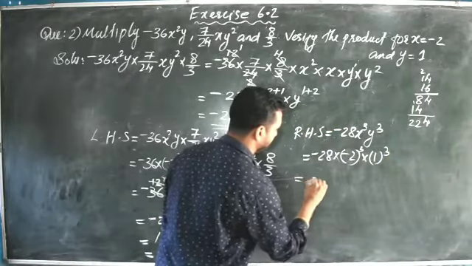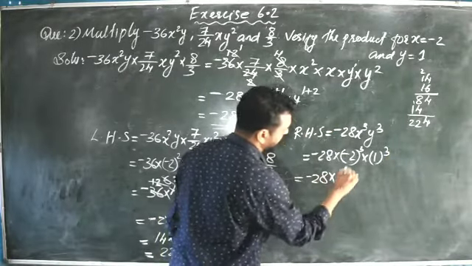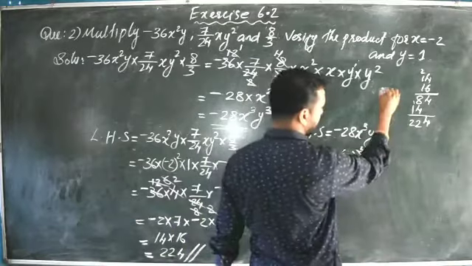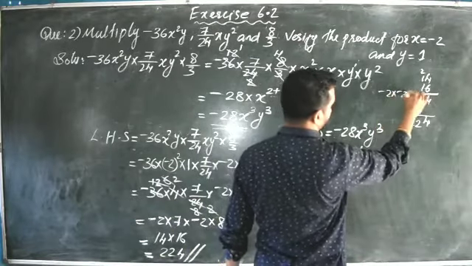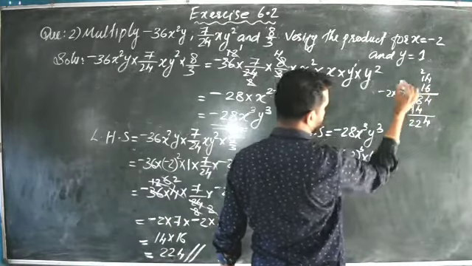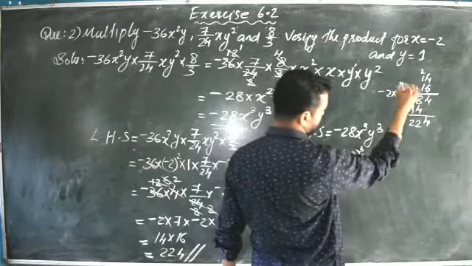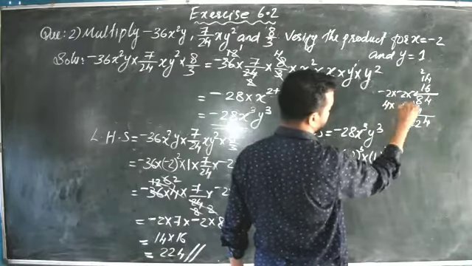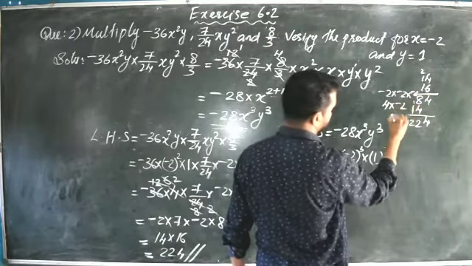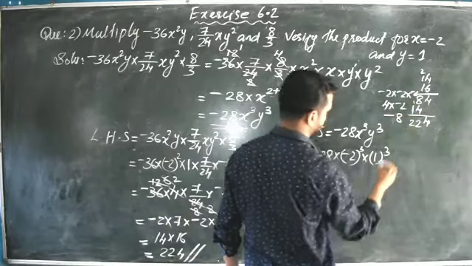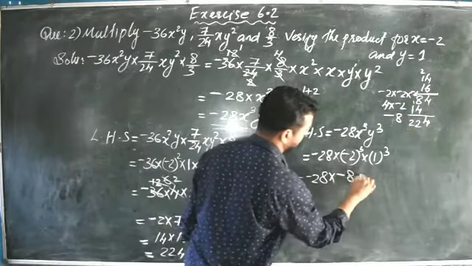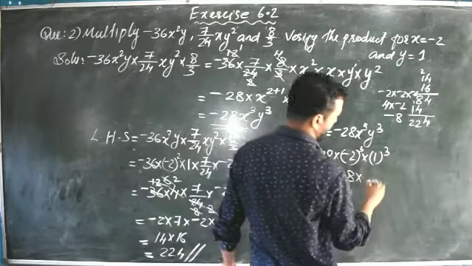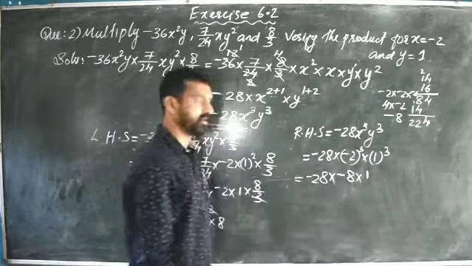That is equal to minus 28 into minus 2 cube. Minus 2 is multiplying 3 times. Minus 2 into minus 2 into minus 2. Minus into minus plus, 2 2s are 4, into minus 2, plus into minus minus, 4 2s are 8. So it will come minus 8 into 1 cube. 1 into 1 into 1. What is the answer? 1.